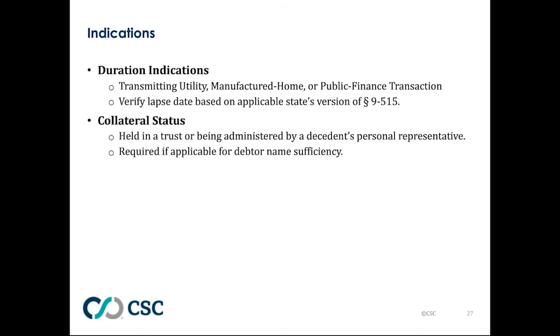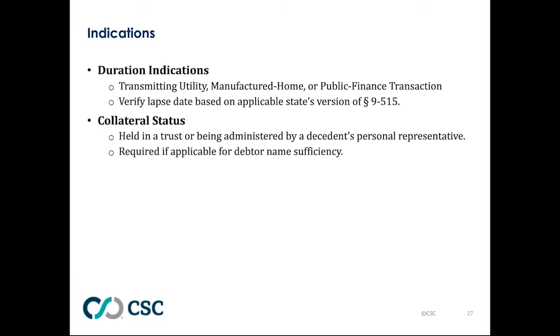There are check boxes related to the status of the collateral that say it's held in a trust or being administered by a decedent's personal representative. These are debtor name requirements to check those boxes, and technically required for sufficiency of the record. So these are something to be aware of, and that should indicate to a searcher the nature of the collateral and how it is being held.